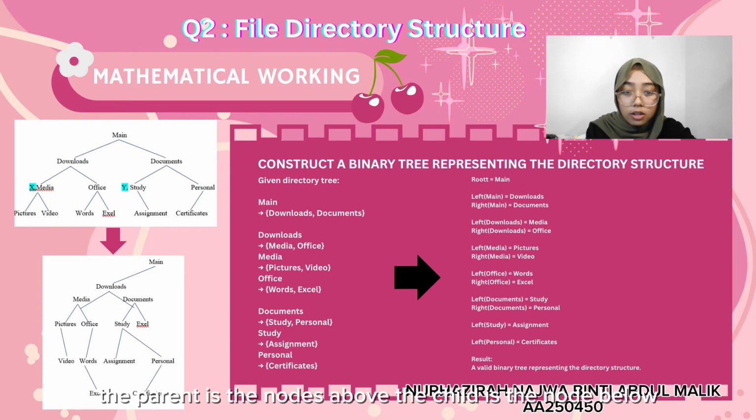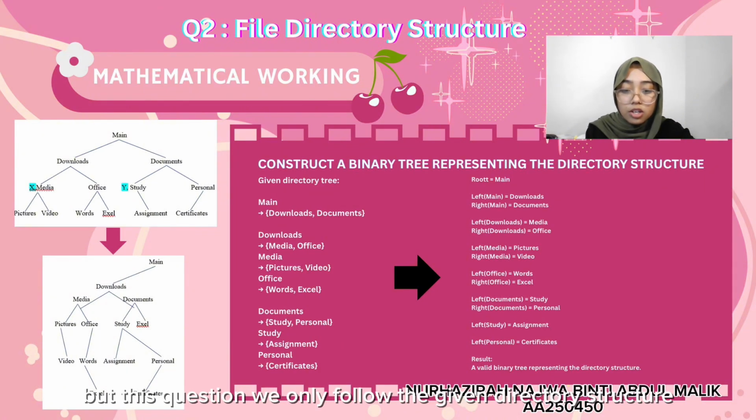The parent is the node above, the child is the node below, and siblings are nodes that have the same parent. If the question asks to arrange the nodes in alphabetical order, that will be a binary search tree. But for this question, we only follow the given directory structure.